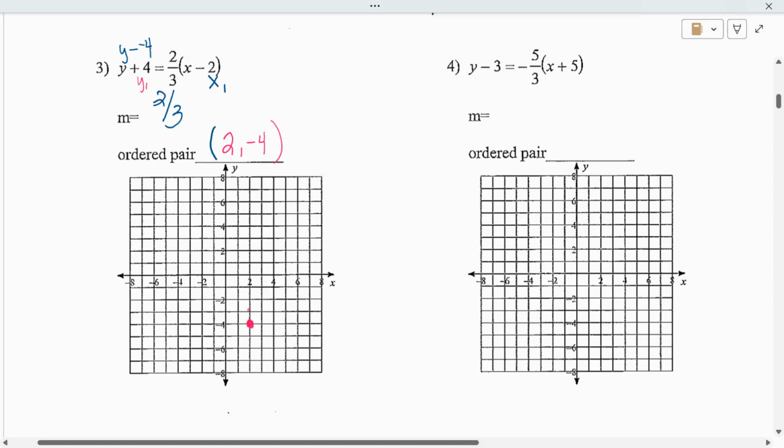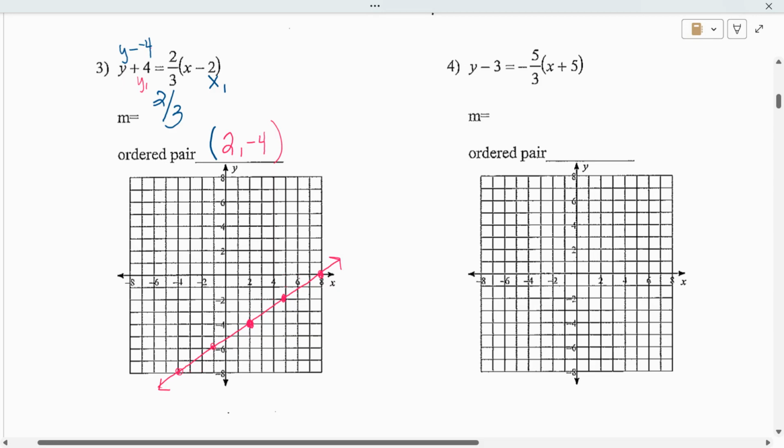And then I count my slope up 1, 2 over 1, 2, 3. I can do that again, up 1. Whoops, my point just disappeared. Up 1, 2 over 1, 2, 3. I can also go down 2 and to the left 3. Down 2 and to the left 3. So my line looks like this.